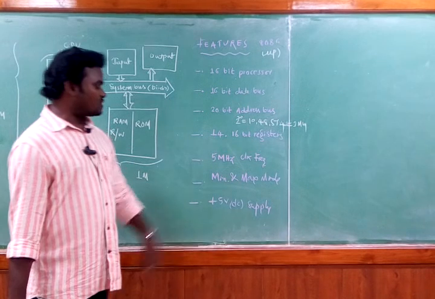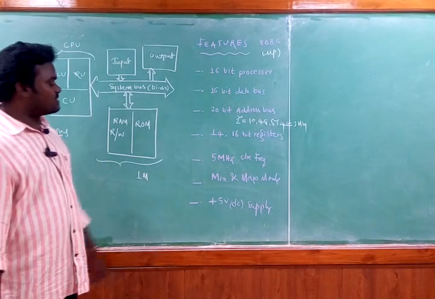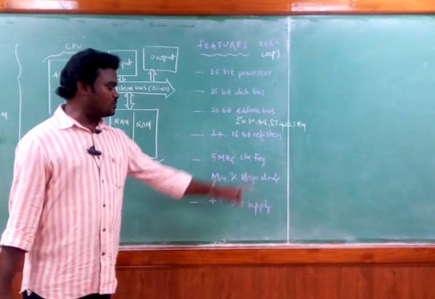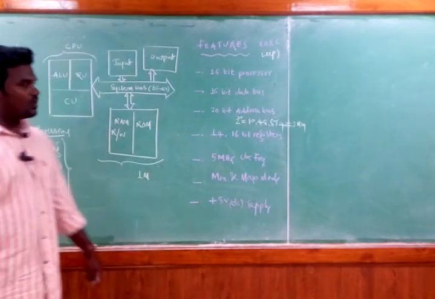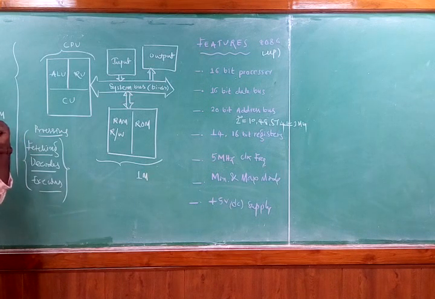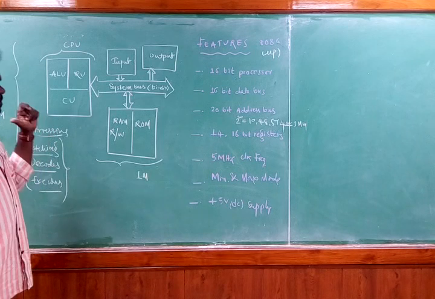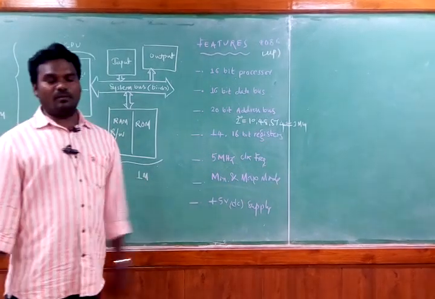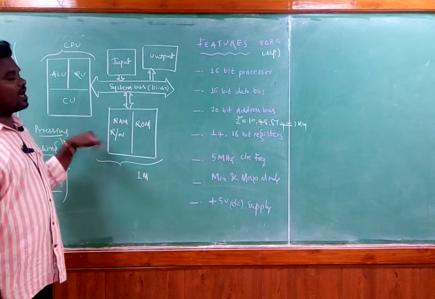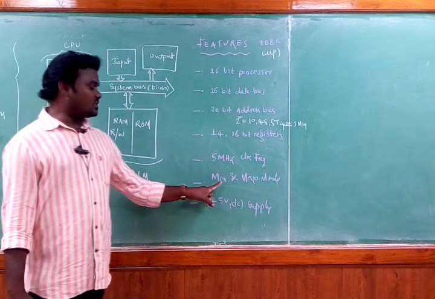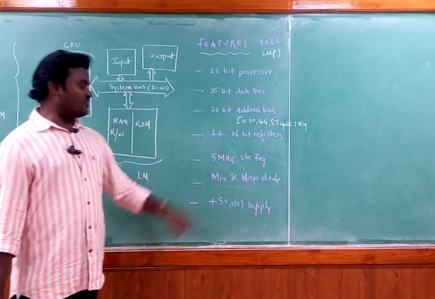Coming to the next feature, the 8086 microprocessor can be operated in 2 modes, minimum mode and maximum mode. If a single processor is enough to perform any function or take any decision, with no other coprocessor required, then that is named the minimum mode of operation.